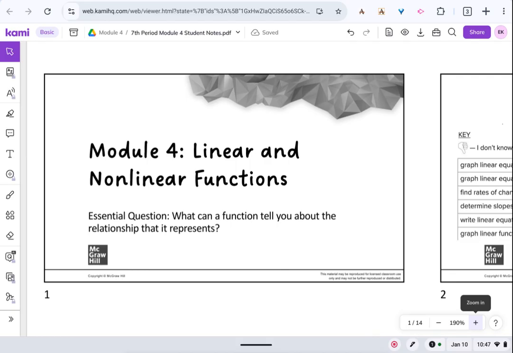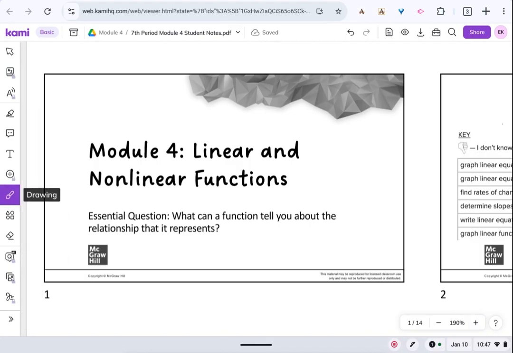We are going to be starting our module 4 notes today. This module is actually pretty short. It's only 3 sections, and so we're not going to do everything that is in this module in our textbook. This module is about linear and nonlinear functions. We're just going to be focusing on linear, so lines, okay?